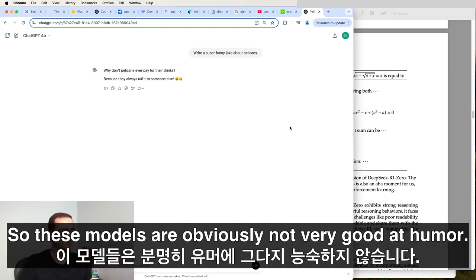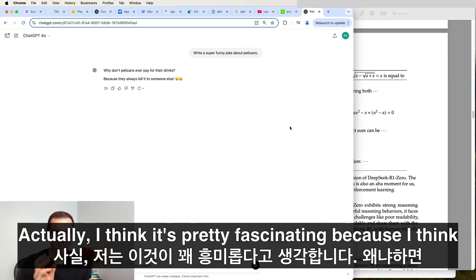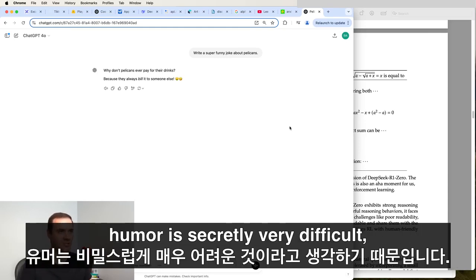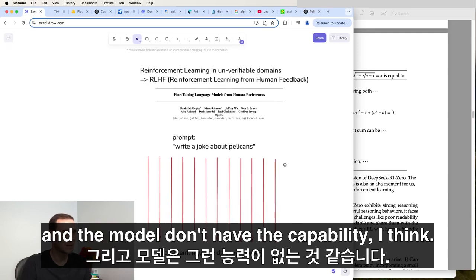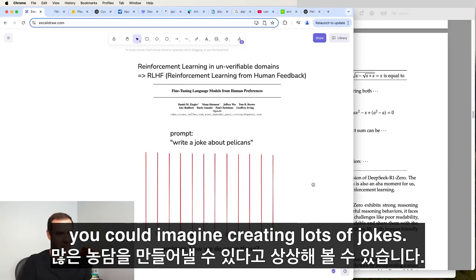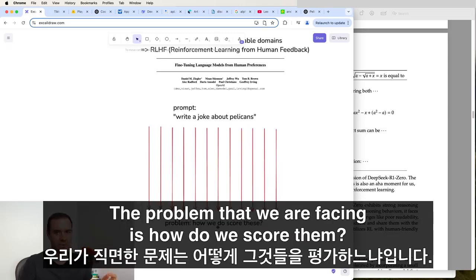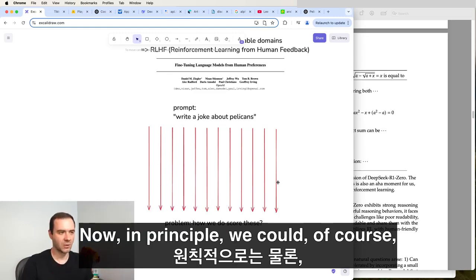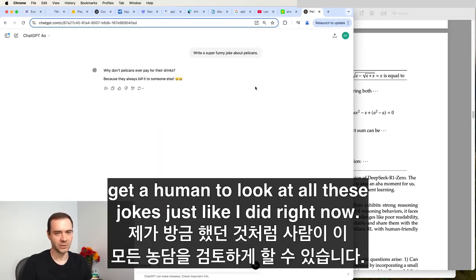Haha. Okay, so these models are obviously not very good at humor. Actually, I think it's pretty fascinating because I think humor is secretly very difficult and the models don't have the capability, I think. Anyway, in any case, you could imagine creating lots of jokes. The problem that we are facing is how do we score them? Now, in principle, we could, of course, get a human to look at all these jokes just like I did right now.